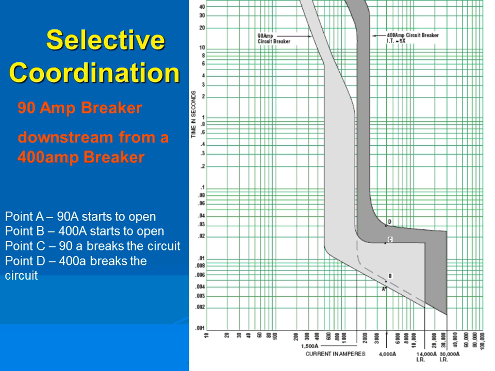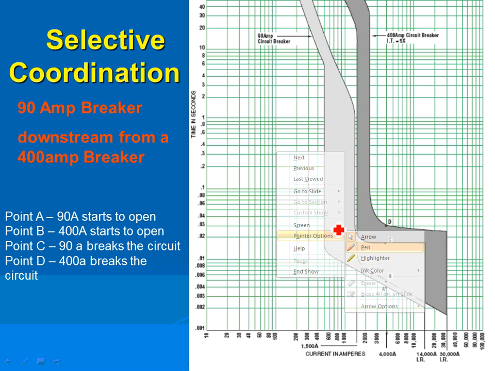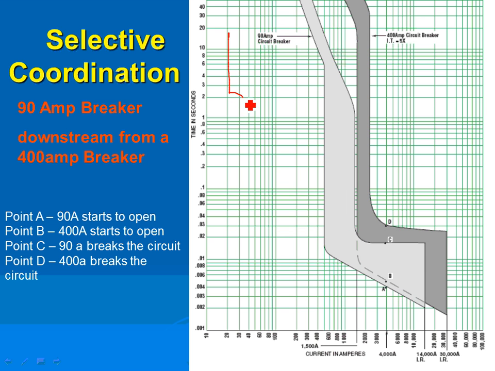Here's an example of selective coordination. I'm just showing you a couple of curves, guys. Here's a 90 amp and a 400 amp. A 90 amp branch circuit fed from a 400 amp. Right now, if I draw the one-line diagram for this, here's how it looks. We're feeding a load here, whatever that load is, with 90 amps, right? And the main of this panel is 400.